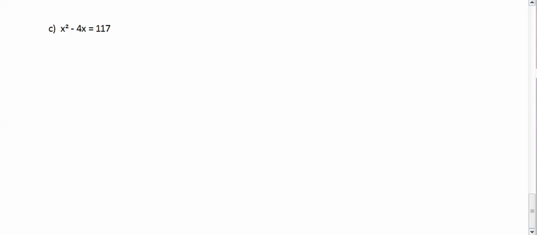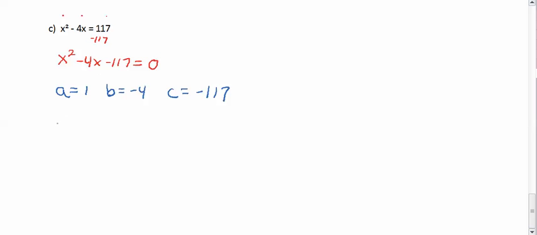Okay, so the first step was, is it in standard form? And I look, and I see no, it's not. So I'm going to keep my x squared. I keep my negative 4x. I've got to move the 117 to the other side by taking the opposite. Okay, now it's in standard form. Next part, identify your a, b, and c. A is equal to 1, b is equal to negative 4, and c is equal to negative 117.